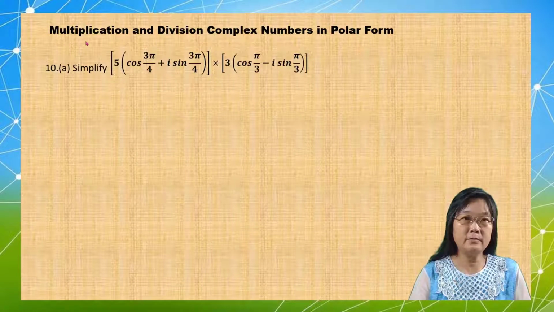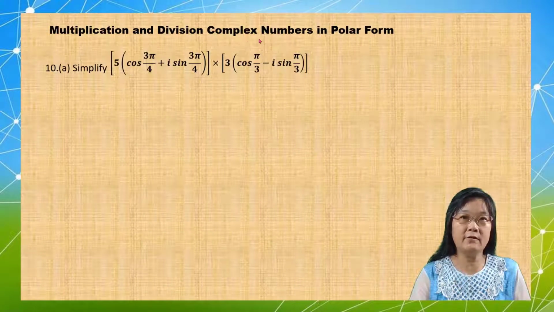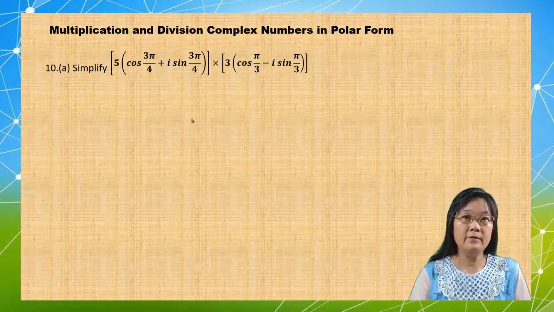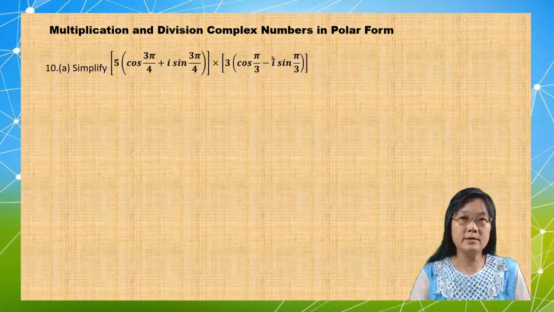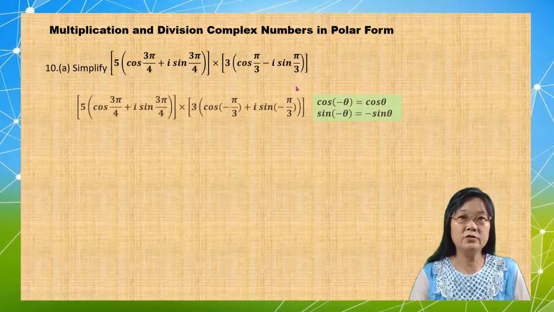Before we can do multiplication and division of complex numbers in polar form, first we must make sure that the polar form is in the correct polar form. The correct polar form is cos plus i sine. So when we look at here, this is the correct polar form. But when we look at this one, this is not the correct polar form because this one is not positive but negative. So we must change this one to positive. So when we change this negative to positive, the angle becomes negative.